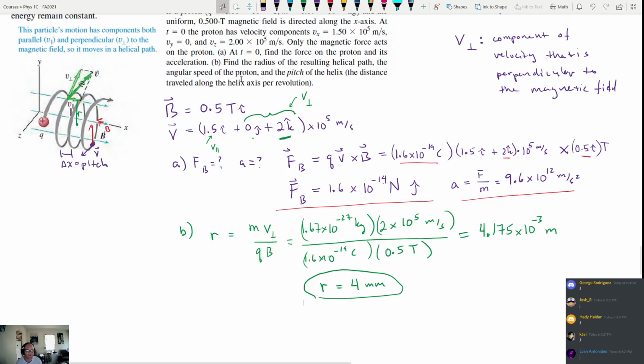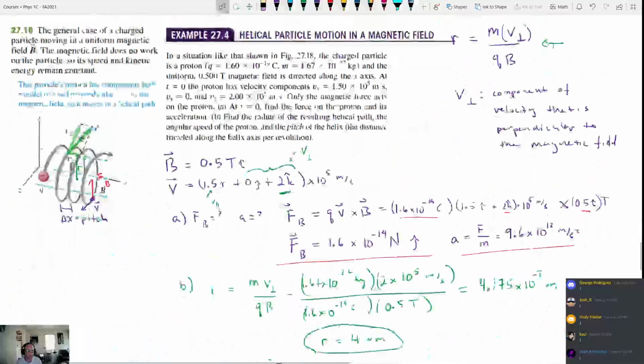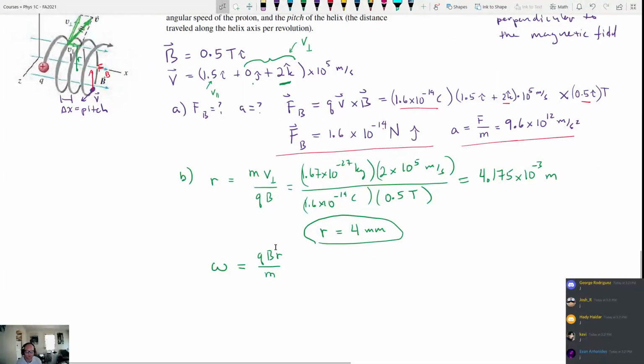We also want to find the angular speed of the proton. For that, we have an equation that says that the angular speed is independent of the velocity, and it's equal to QB times R divided by M. Is that what it is? Omega equal to just QB over M. Sorry, there's no R. I didn't think there was an R. Just QB over M. So that's easy enough to calculate. Q is 1.6 times 10 to the minus 19 coulombs. The mass is 1.67 times 10 to the minus 27 kilograms. And we're multiplying that times the magnitude of the magnetic field, which is 0.5 Tesla.